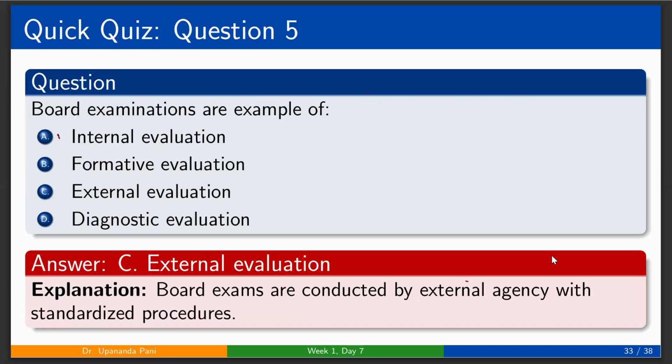Question 5. Board examinations are an example of internal evaluation, formative evaluation, external evaluation, or diagnostic evaluation. The answer will be external evaluation, right? Because board exams are conducted by external agencies with standardized procedures.